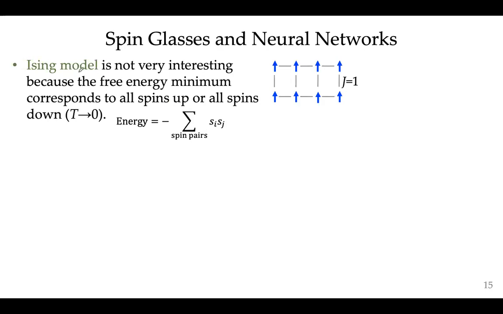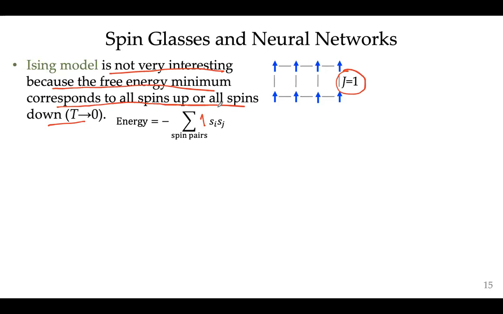Okay, so the Ising model, as you saw, is not really interesting, because the free energy minimum corresponds to the case where all the spins are up or all the spins are down. So when you go to zero temperature, one of the minima, if you remember the free energy, is for all the spins up, the other one is all the spins down. The reason that happens is because all the interactions, all these bonds between the spins, are taken to be the same in this model. In this case, we took it to be 1.